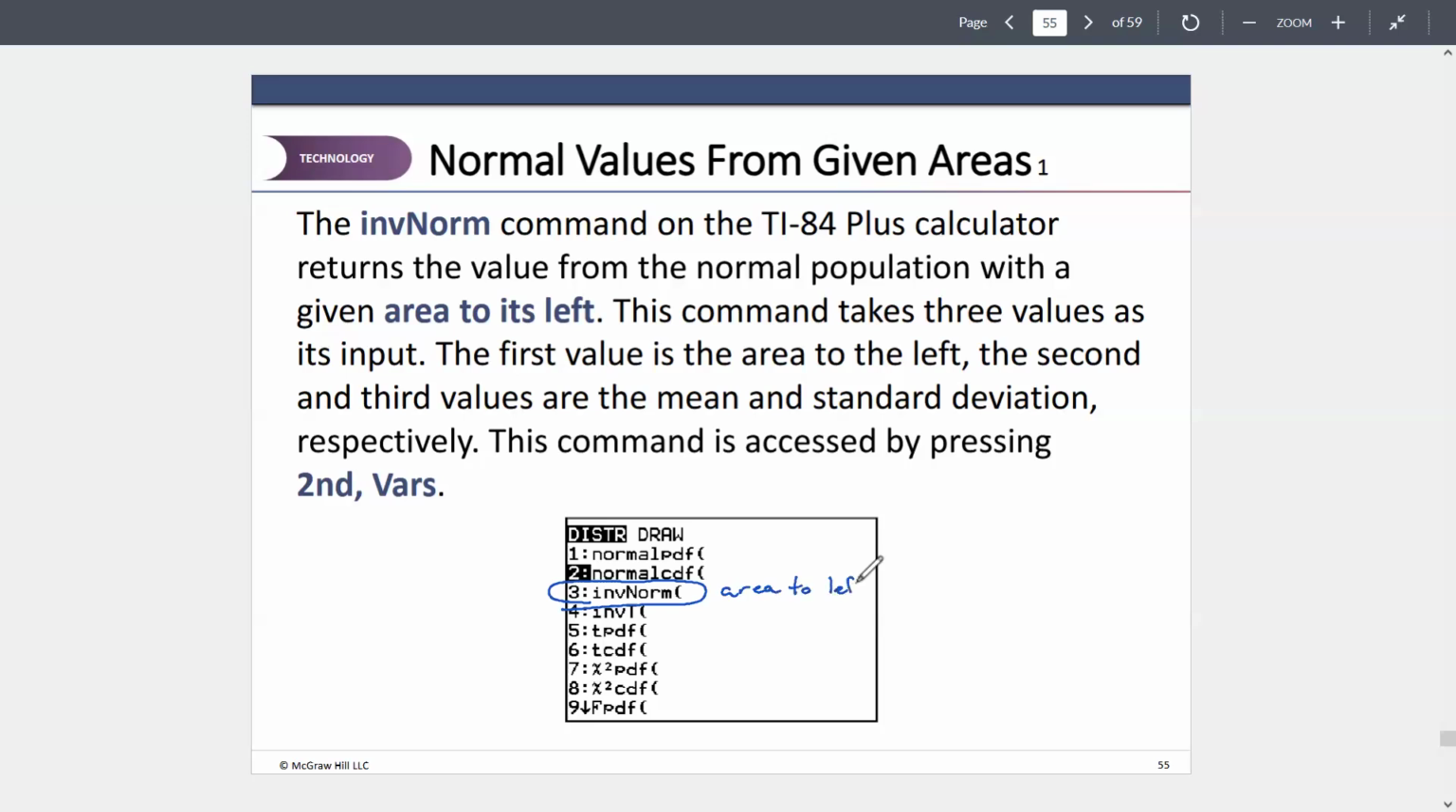So we still need to find that area to the left. And sometimes it depends on the TI-84 you have. Sometimes they'll actually give you a choice of picking left, right, or middle. But for right now, we're just going to stick with left, just in case you don't have this. The second and third values are going to be your mean and your standard deviation.